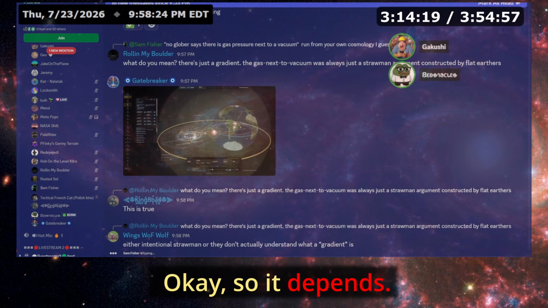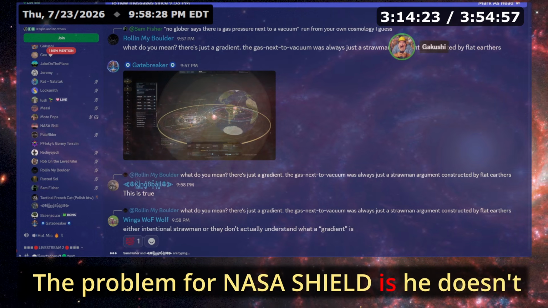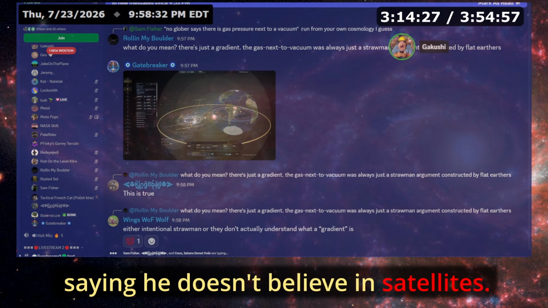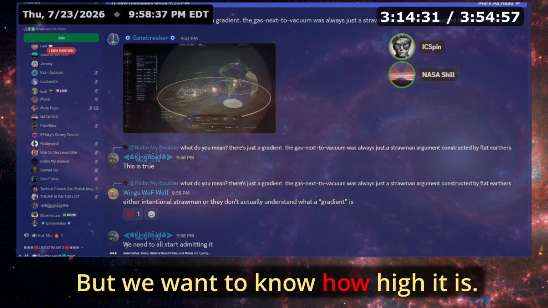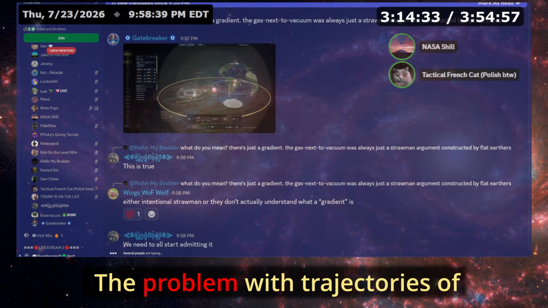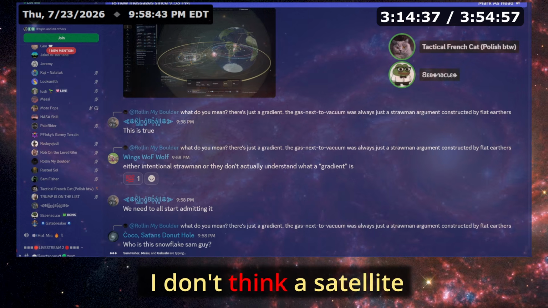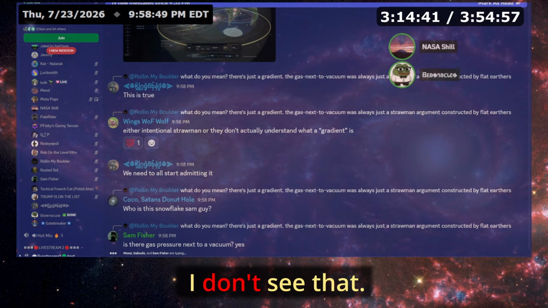Okay, hold on one second. The problem for the NASA shill is he doesn't understand that he's not saying he doesn't believe in satellites. The only difference is you think it's in space, he thinks it's at high altitude. Well, we want to know how high it is, and the problem with satellite trajectories on a flat Earth is that you couldn't use an equatorial map to track them. A satellite is free falling around Earth. I don't see that.